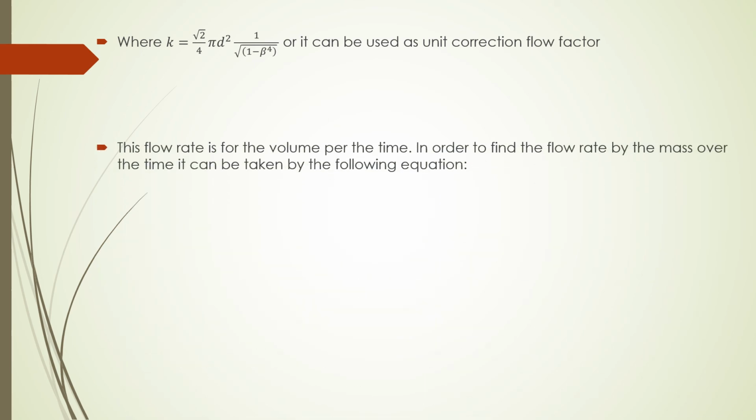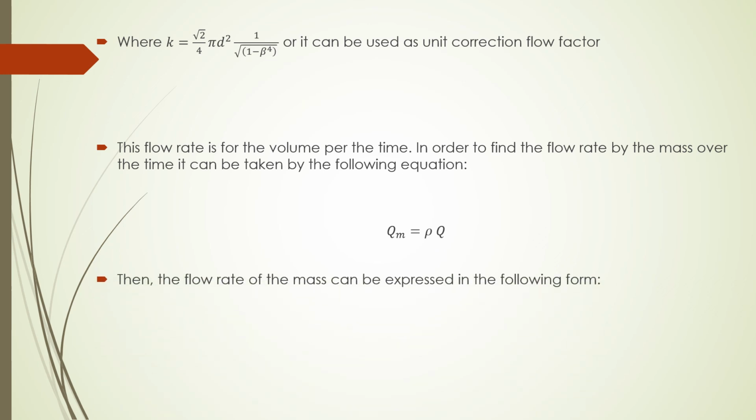This flow rate is for the volume per the time. In order to find the flow rate by the mass over the time, it can be taken by the following equation. Qm equal to the density multiplied by the flow rate equation. So if we multiply by the density, the flow rate of the mass can be expressed in the following formula. Qm equal to K multiplied by square root density multiplied by delta P.